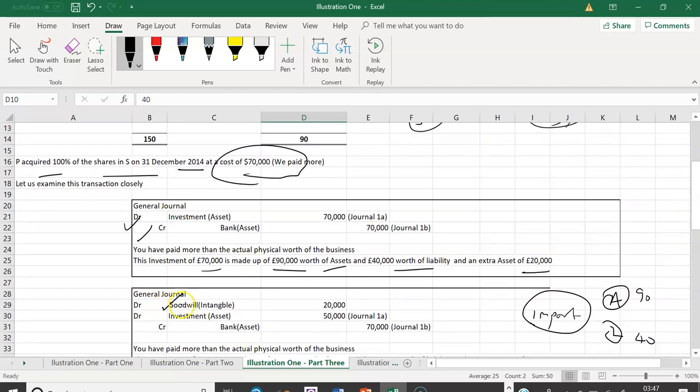You bought goodwill, which is an intangible. You have the investment in the physical assets, and then you paid 70,000. That's what you did ultimately. So really, we have this intangible already sitting outside. I mean, this is the journal entry.